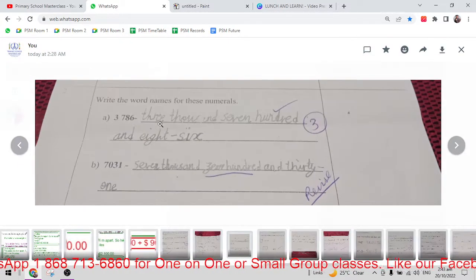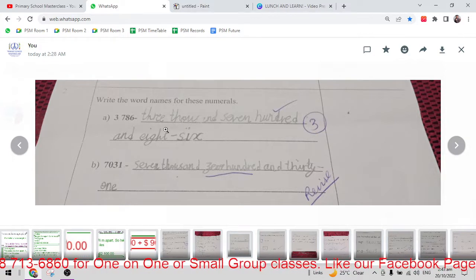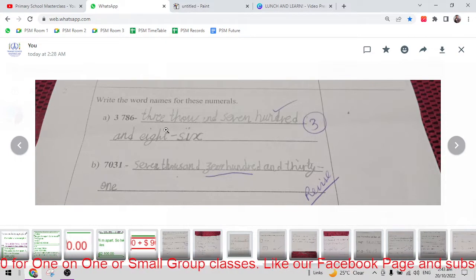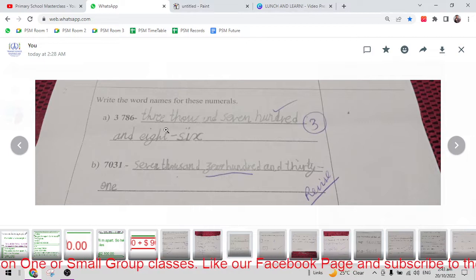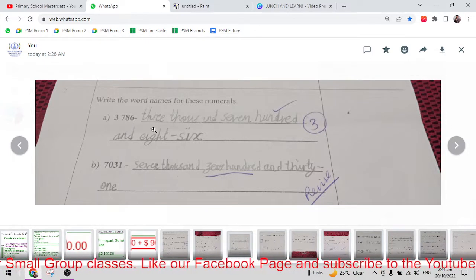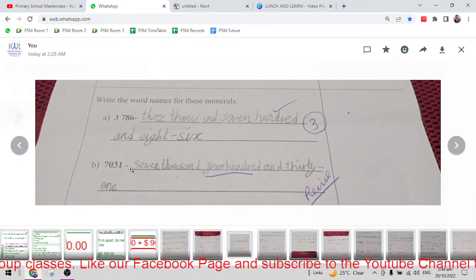Write the word names for these numerals, and this is always like number 1 in the SCA paper. Write the word names for these numerals, or they would give you the word names and you need to write the numerals. So we have 3,786. She got that right. Second one, she has 7,000.